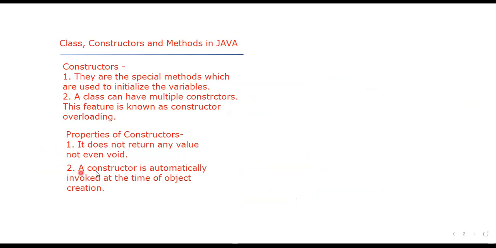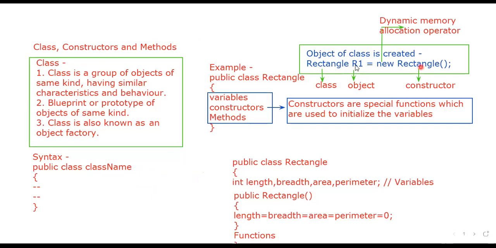So here it is saying a constructor is automatically invoked upon object creation. As soon as you create an object here, this constructor is automatically called. Without calling a constructor, you cannot create an object. This is what I mean to say. Okay? Understood now?